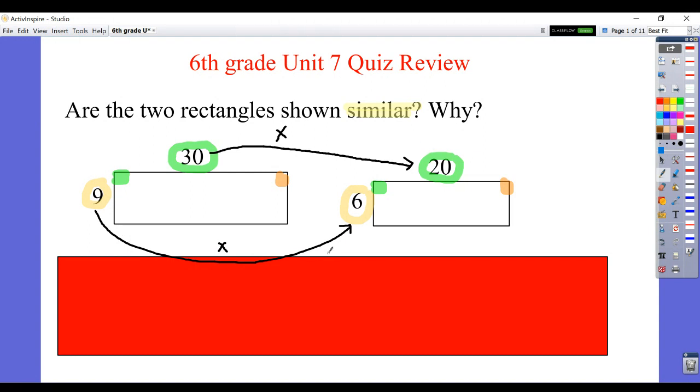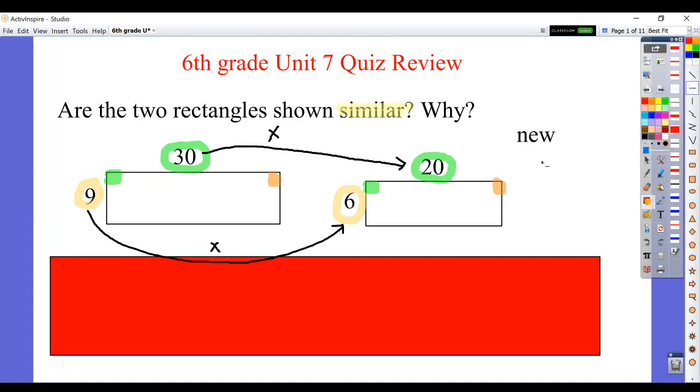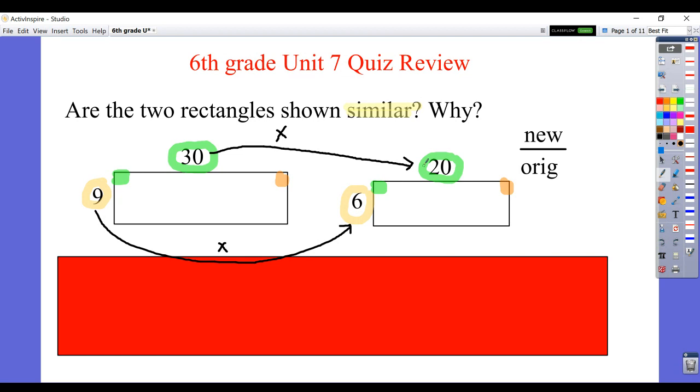And specifically, if you remember, the way that we find that multiplier is to look at what the new value is, the new length, the new width, and divide it by the original. So to find a multiplier or a scale factor that gets you from a shape to its possibly similar shape or corresponding shape, you take the new and divide by the original. So our new is 20 here, and our original was 30. So 20 over 30 would be how we would find that multiplier or scale factor. And then in the width, the new is 6, and the original was 9. So 6 over 9.